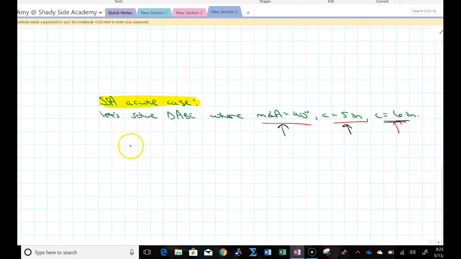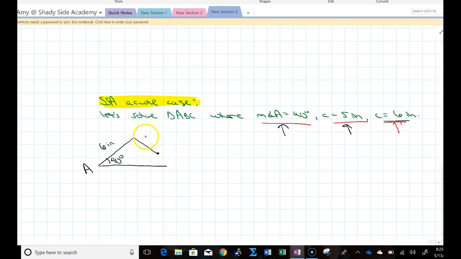I'm going to go down here and draw this triangle with relative accuracy. Nothing perfect, but just something to give us some sense of a visual. All right, this is the known angle A. The side opposite it is 5. The side adjacent here is 6 inches. Okay, I'm going to be reasonably accurate. So this here is 5. Okay. Now notice something. This is the SSA acute.